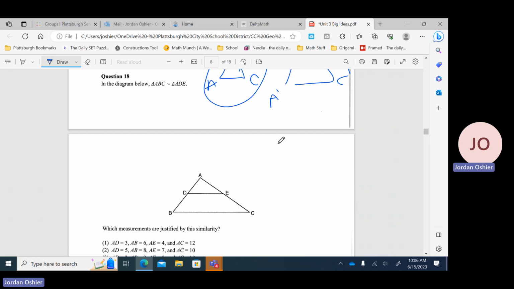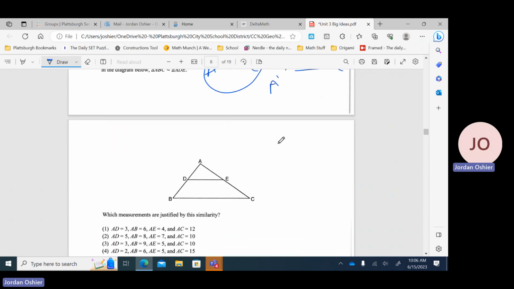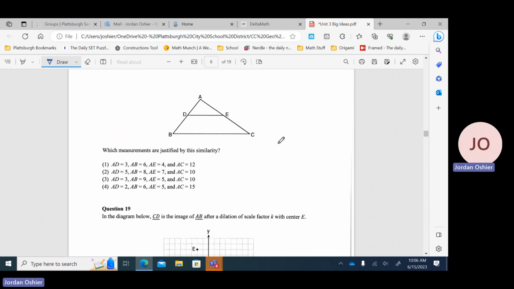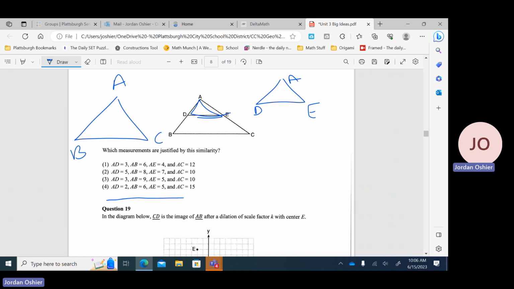In the next triangle, we have them given to us similar. This is one where I would always encourage you to draw them separately. So like here's triangle A, D, E, this top one. And then I would draw triangle A, B, C separate. It just helps.